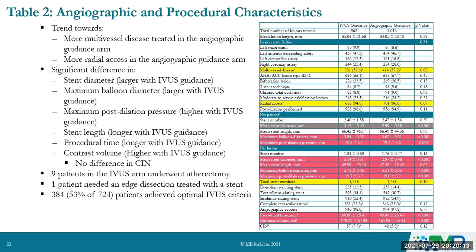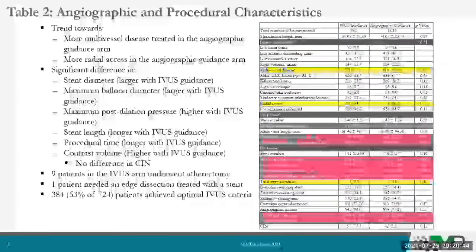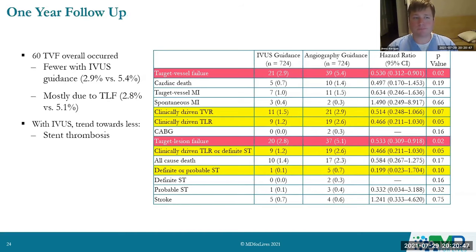In the IVUS arm, there were 9 patients who underwent atherectomy in order to modify the plaque, which was different between the two groups. And what was interesting is these operators, the physicians who were doing the implantation, knew what the criteria were that they were going for. So they were going in with an eye to achieve those criteria. In that situation, only 53% of the time were those criteria met, which shows just how hard it is in a clinical trial to meet those criteria, much less in clinical practice every day, in order to figure out how to get patients those ULTIMATE-like results at the end of the procedure.